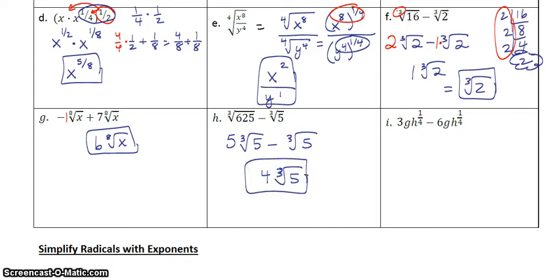Why don't you try I as well? Pause and try I. Okay, your final answer should be -3 times g h to the 1/4. They're trying to trick you again, but this entire thing is the quote variable, so all I worry about is 3 subtract 6, and then that variable just stays as is.